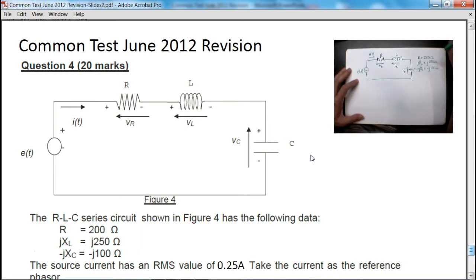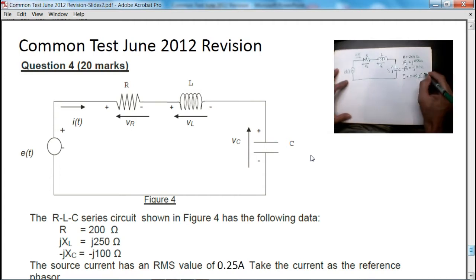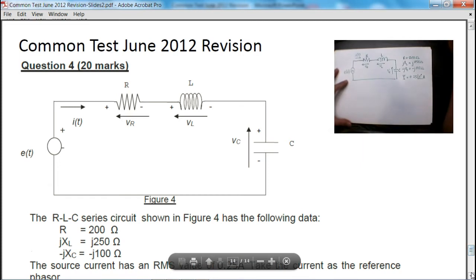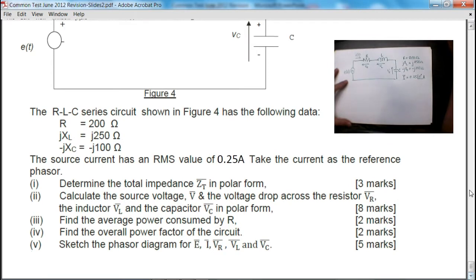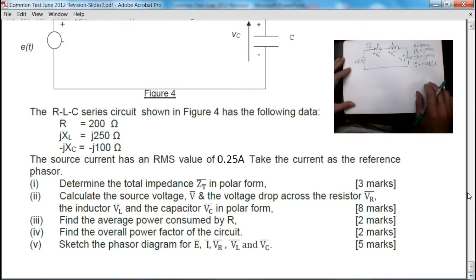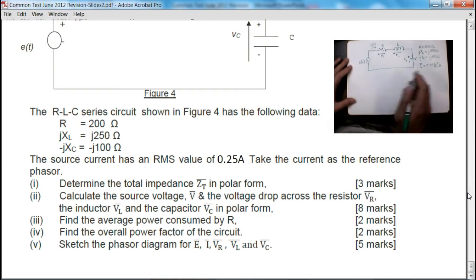Right. Now we are also told that the current, the I RMS, is 0.25 amps. Since that is a reference current, I should give this the 0 degree reference. Alright, so those are the information given to us, and we want to determine the following things. Number 1, we want to determine the total impedance in polar form.